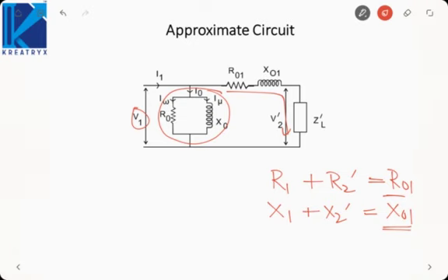Now let us see what are the effects of our approximation. Now suppose we consider the no load condition. If we are considering the no load condition, then this ZL dash will not be there. So this will be open circuit. The entire current I1 will be equal to I0. Under no load condition, I1 will be equal to I0.